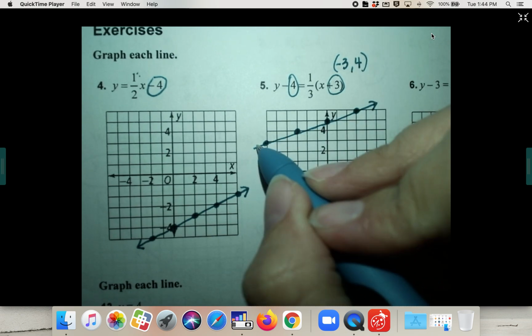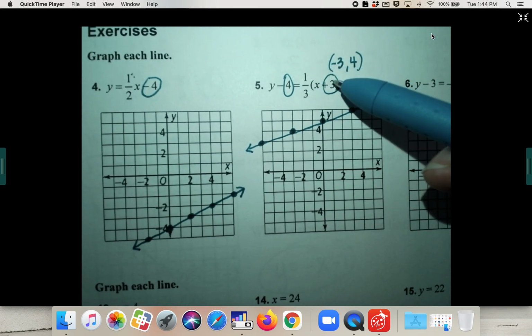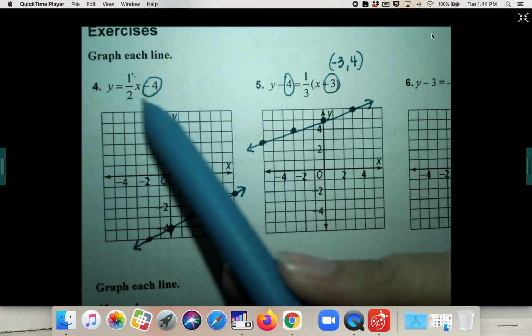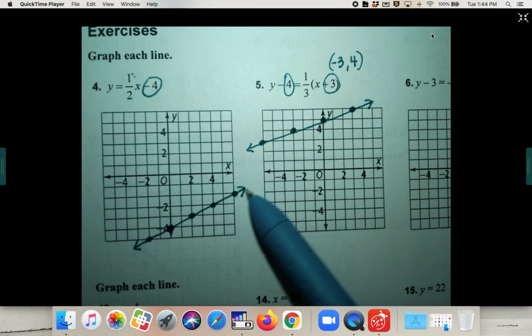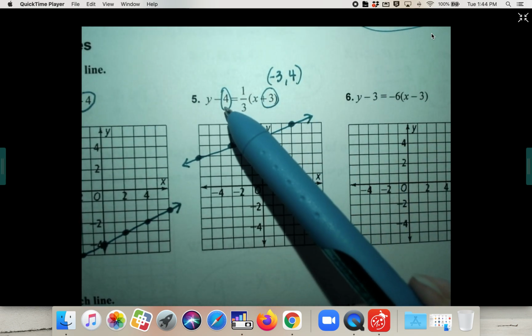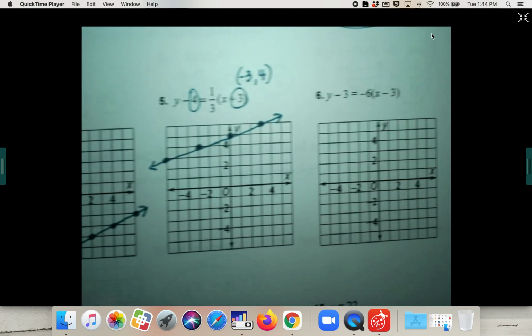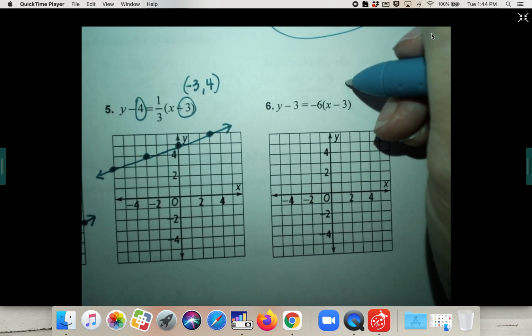And that is not the only way to do this. The other way would be to go ahead and distribute and do all of that to get it back into slope-intercept form, and then you can graph the intercept and count the slope. To me, this is a little quicker because I know that this was one of my points and I know that that's my slope.